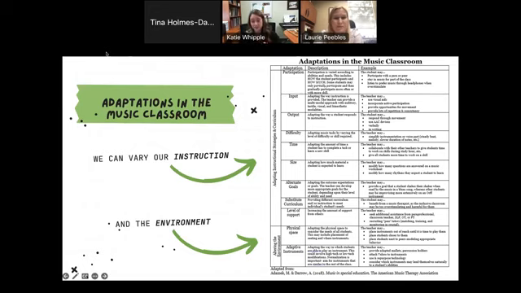Of course, we can change the difficulty. We can change the level of skill or difficulty that's required. We might simplify instrumentation or a voice part. There are a lot of things we can do with that, which we'll discuss today.